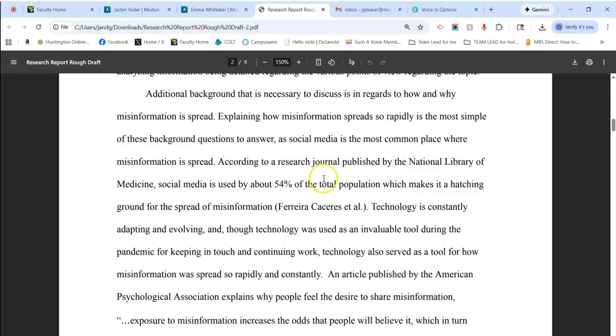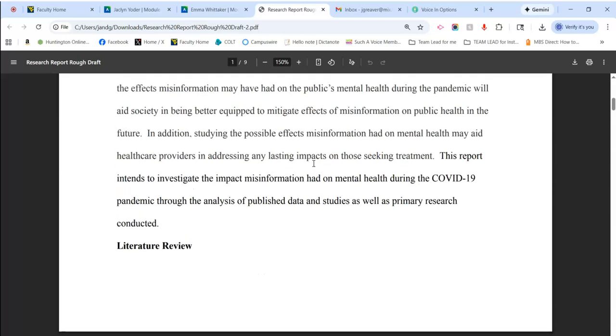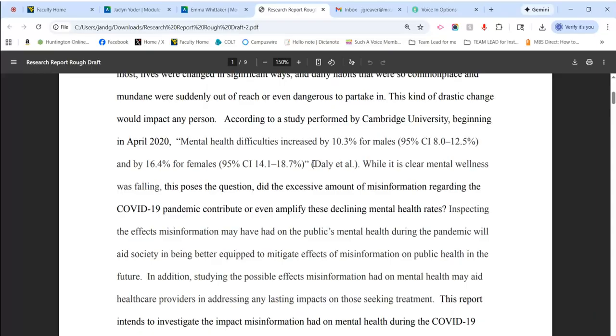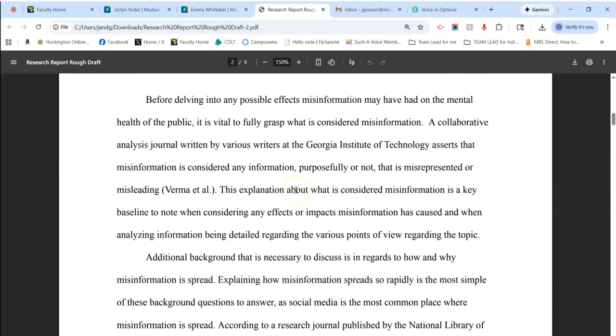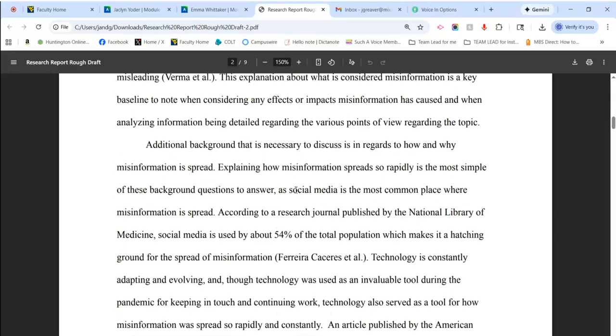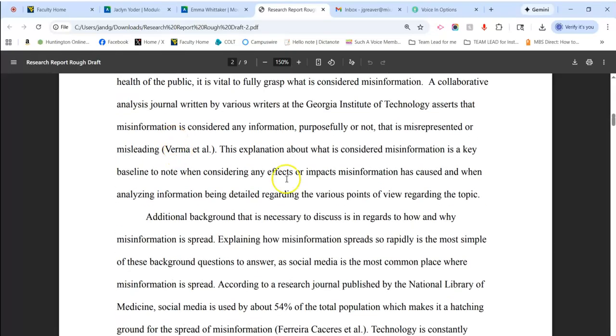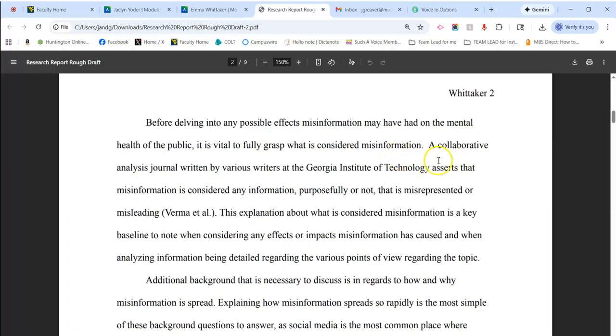Now it would be a good idea to introduce the author. When you have an author, it's best to introduce the author and talk about the author rather than the journal. You can mention that, for example, did you do that already? Yeah, here you just said a study as well. So what you really want to do, especially when you get into the literature reviews, is introduce by the authors. So what you should probably have done, starting with this one, is said something like, a collaborative analysis journal written by various writers, blah, blah, blah.